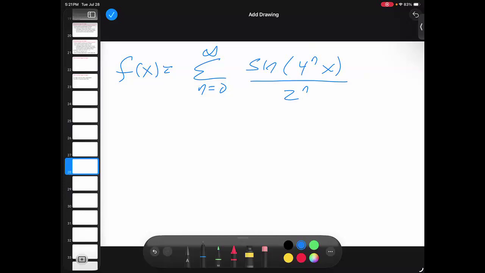Does that sum converge? Yeah. How large can the numerator be in absolute value? 1. So the numerator is bounded. It's between -1 and 1. The denominators are growing very rapidly. This converges. Each individual summand is differentiable, but this function is actually not differentiable.